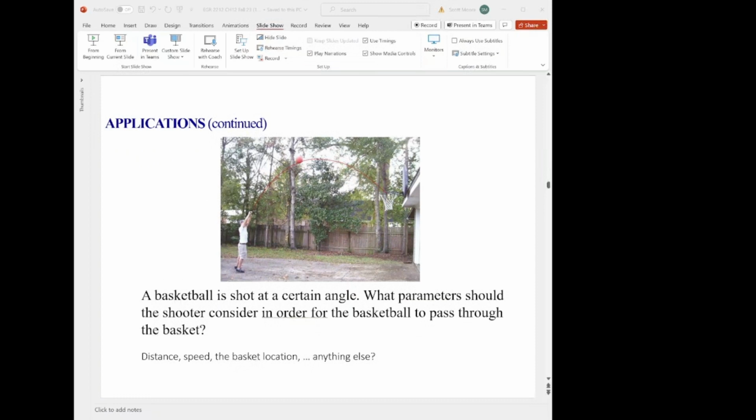Here's another application. A basketball is shot at a certain angle. What parameters should the shooter consider in order for the basketball to pass through the basket? Well, one would be the horizontal distance to the basket. The speed, maybe initial velocity, could be, if the player is moving. And the basketball location, right? So how high it is in terms of its height. The other thing you could consider is the height of the player, right?